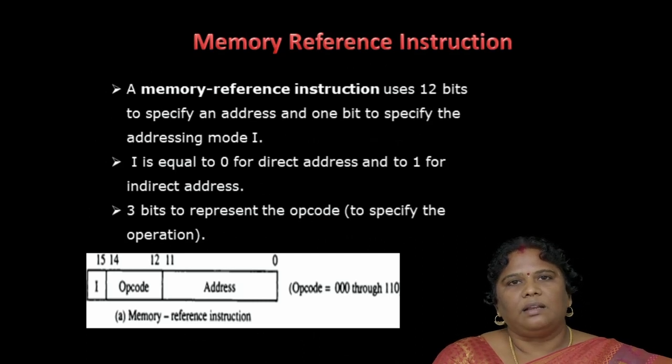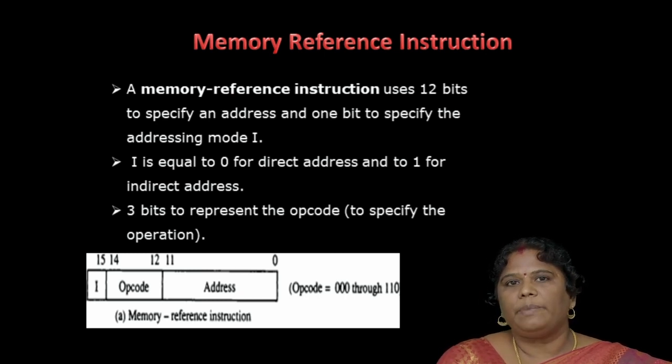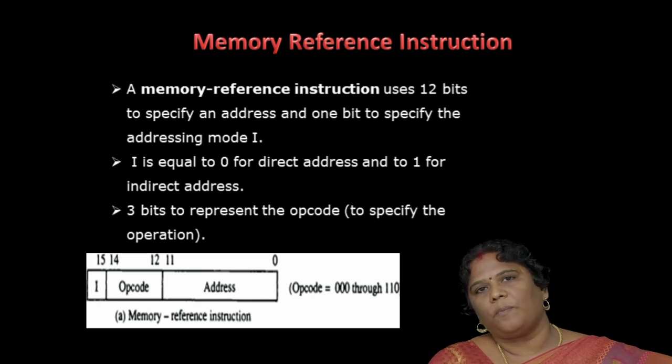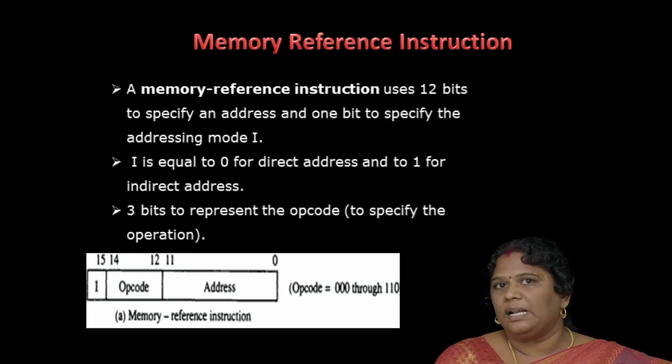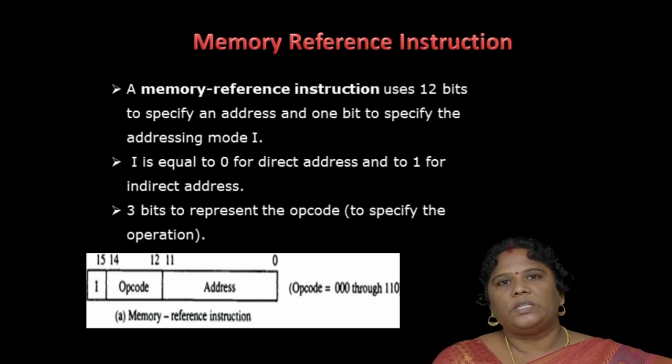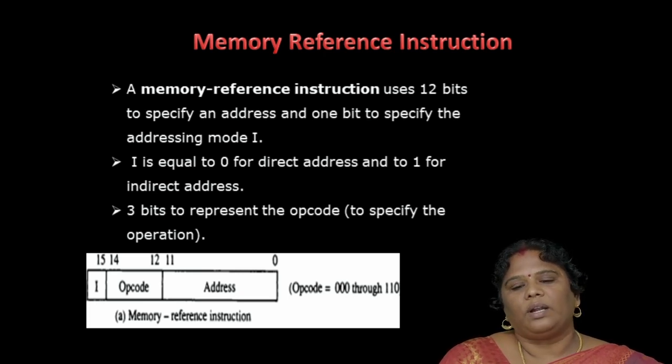A memory reference instruction uses 12 bits of the 16-bit instruction format to specify the address. Then 3 bits are used to specify the opcode field, which specifies the type of operation to be performed by this instruction. And 1 bit is designated to specify the address mode, denoted by the letter I. If I equals 0, this type of addressing is referred to as direct addressing. When I equals 1, it is referred to as indirect addressing.